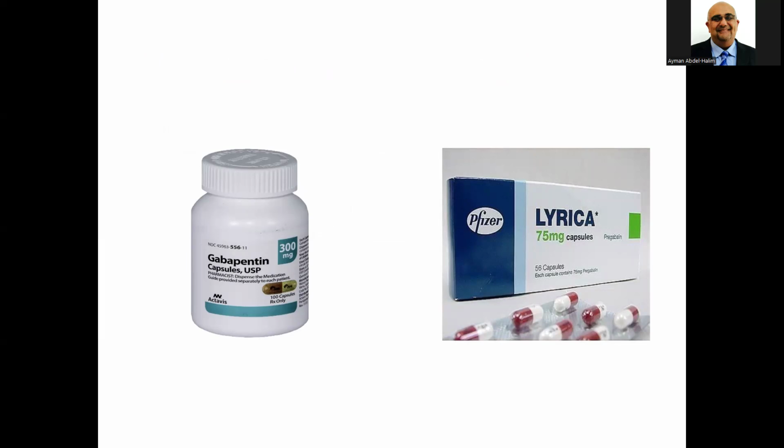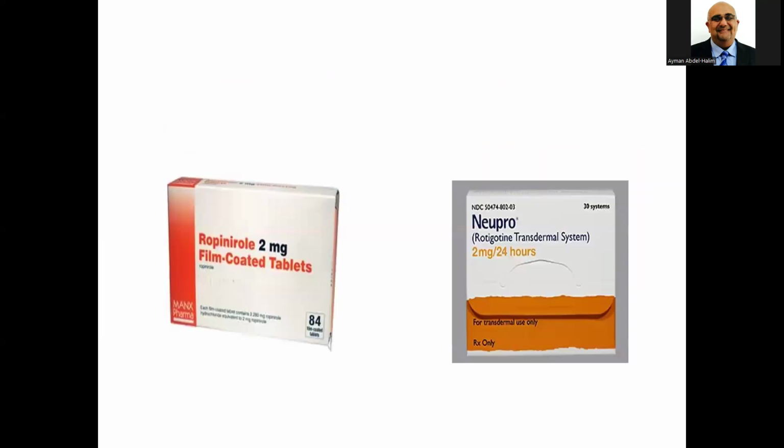Gabapentinoids, as far as dosing, you don't need more than 300 milligrams of gabapentin, and as far as pregabalin, around 75 milligrams. Ropinirole starts from 0.5 to 2 milligrams, and then you have the rotigotine transdermal patches, which are 2 milligrams every 24 hours.